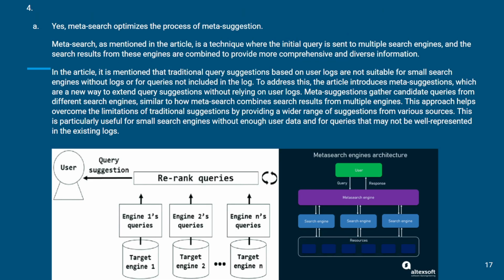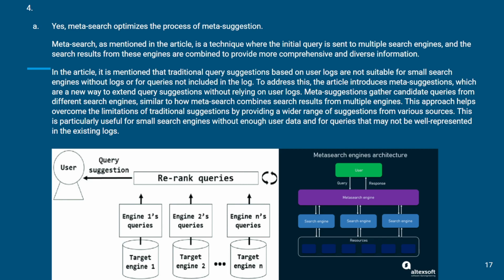The number four is yes, meta search optimizes the process of meta suggestion. Meta search, as mentioned in the article for this number, is a technique where the initial query is sent to multiple search engines and the search results from these engines are combined to provide more comprehensive and diverse information.